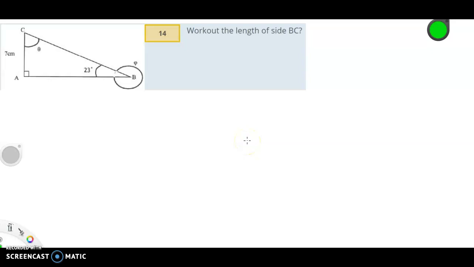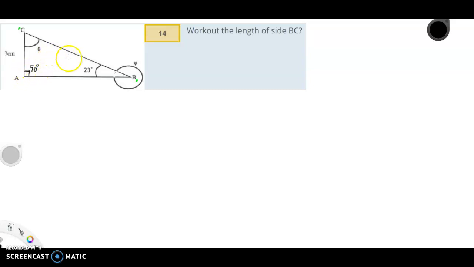Right, question 14. Work out the length of the side BC. And there's BC, there's B right down there, and there's C. So we want the length of this long slopey side. Now, the first thing we need to recognize is this is a right angle triangle. So that angle down there is 90 degrees, according to that little symbol there.